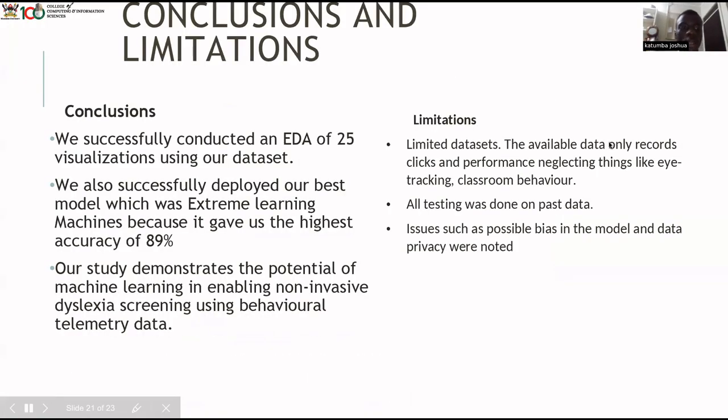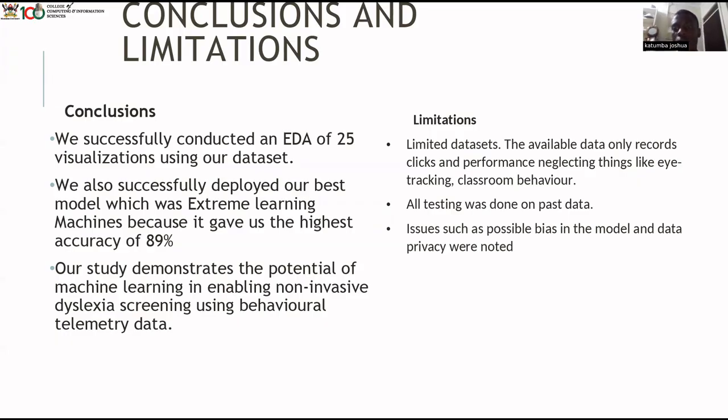In conclusion, we carried out exploratory data analysis on 25 visualizations using our datasets. Then we also deployed our best model. And finally, our study demonstrates the potential of machine learning in enabling non-invasive dyslexia screening using behavioral telemetry data.